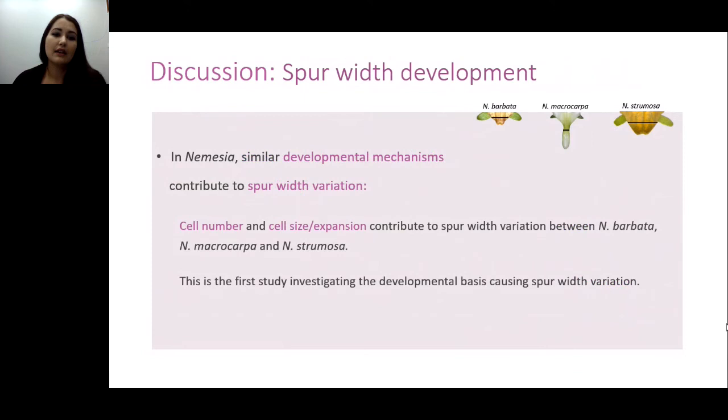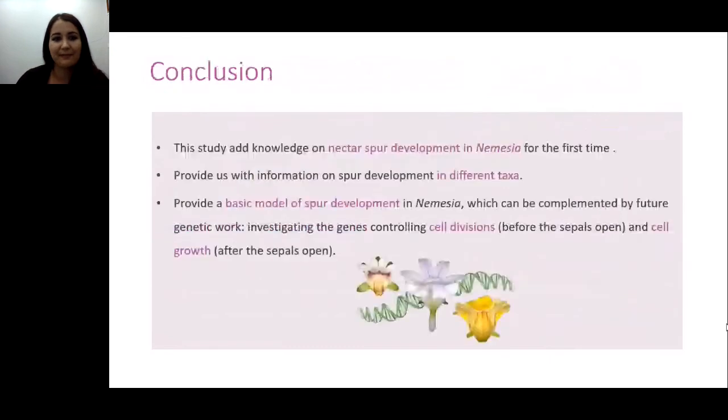Then for spur width development, in Nemesia, similar developmental mechanisms contribute to spur width variation, with cell number as well as cell size contributing to spur width variation between the three species. And it should be mentioned that this is the first study investigating the developmental basis causing spur width variation. And this brings me to my conclusion. This study adds knowledge on nectar spur development in Nemesia for the first time and provides us with information on spur development in different taxa.